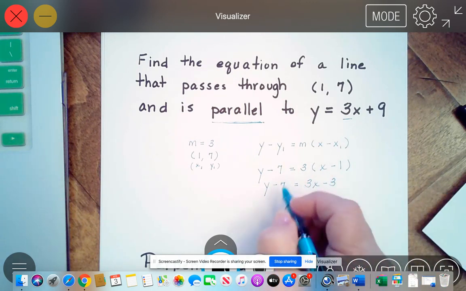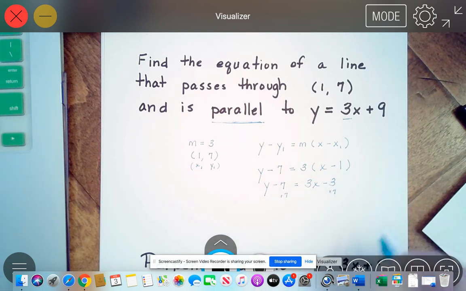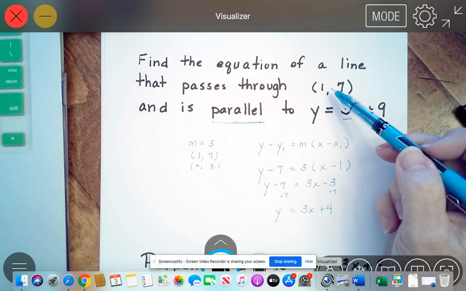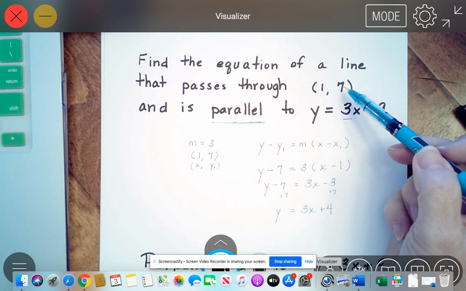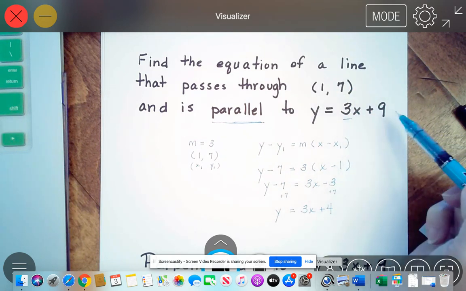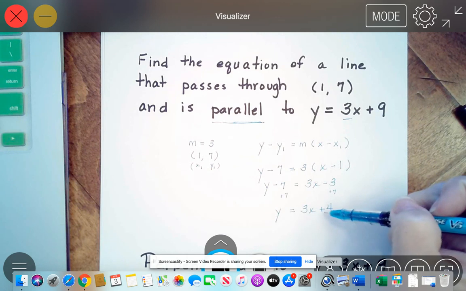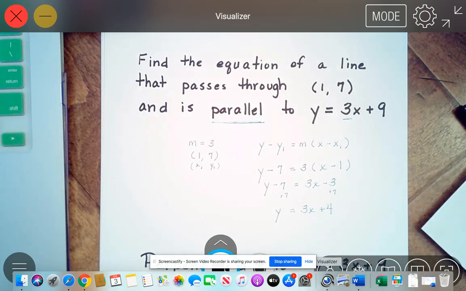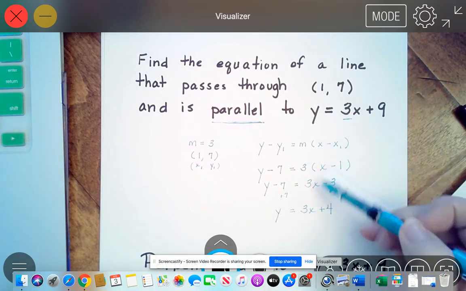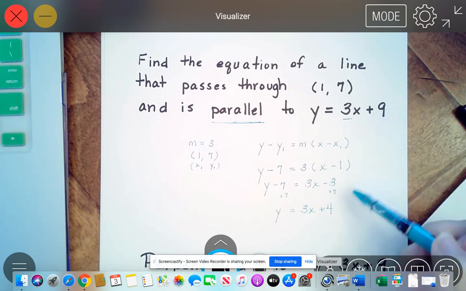To get this into y equals mx plus b, I need to add 7 to both sides. And I have y on the left side, because the 7's cancel, is equal to 3x plus 4. So the equation of a line that passes through (1, 7), and it's parallel to y equals 3x plus 9 would be y equals 3x plus 4. We can see that these lines are going to be parallel because they have the exact same slope and they have a different y-intercept.